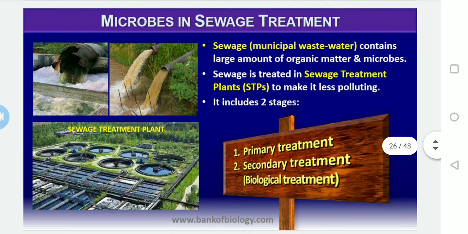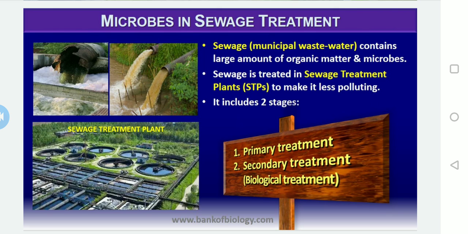First of all, the question arises: what is sewage? I was telling about sewage in the last class. Sewage is domestic waste containing a large amount of waste organic matter, including human fecal matter and microbes. It is also known as municipal wastewater. The very big problem is that it contains not only organic matter but also human fecal matter, and because of this it contains a huge amount of microbes.